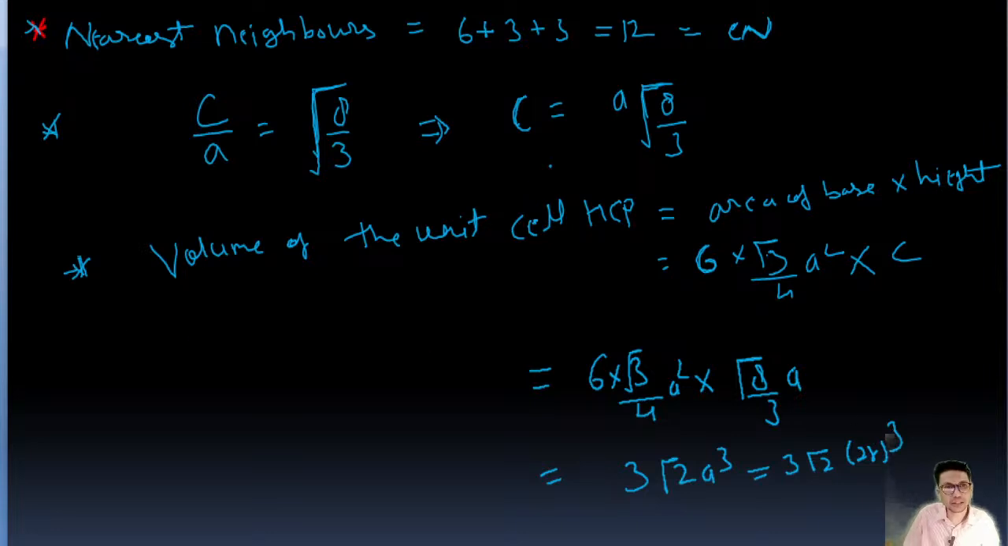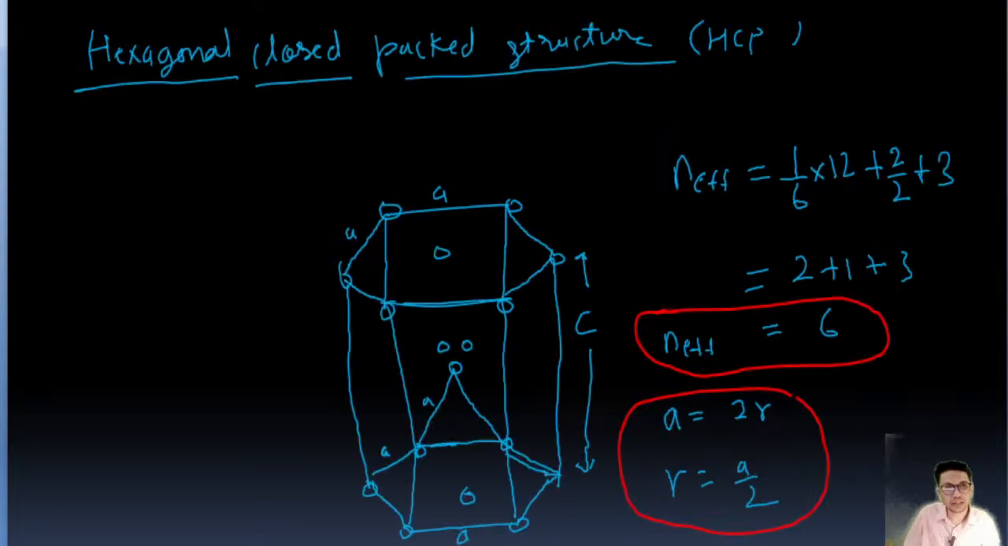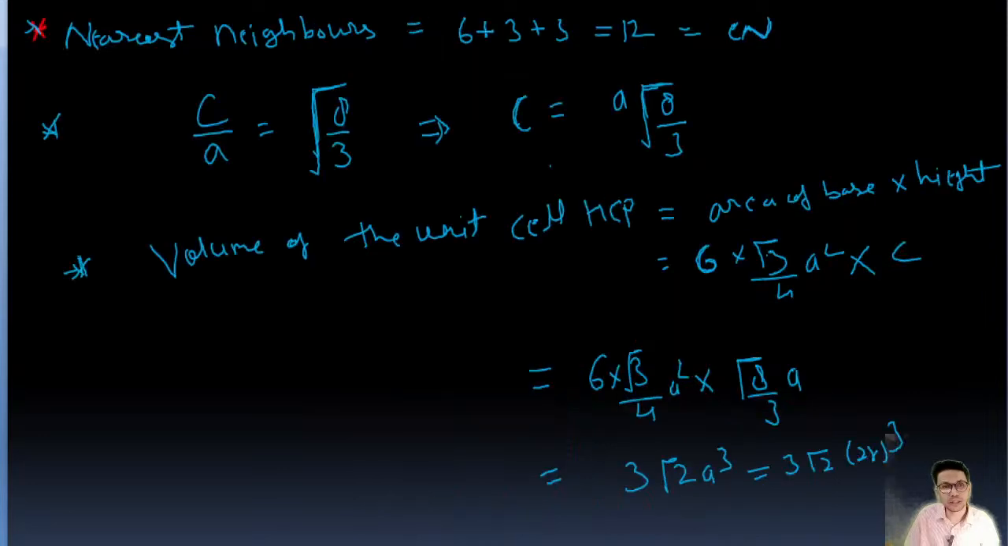Now this a cube value we know, this is going to be 3 root 2 into 2r cube, because here I have already explained a is equal to 2r, so r equal to a by 2, a equal to 2r, so we'll put 2r instead of a. So 3 root 2 into 2r cube, okay, 2r cube.